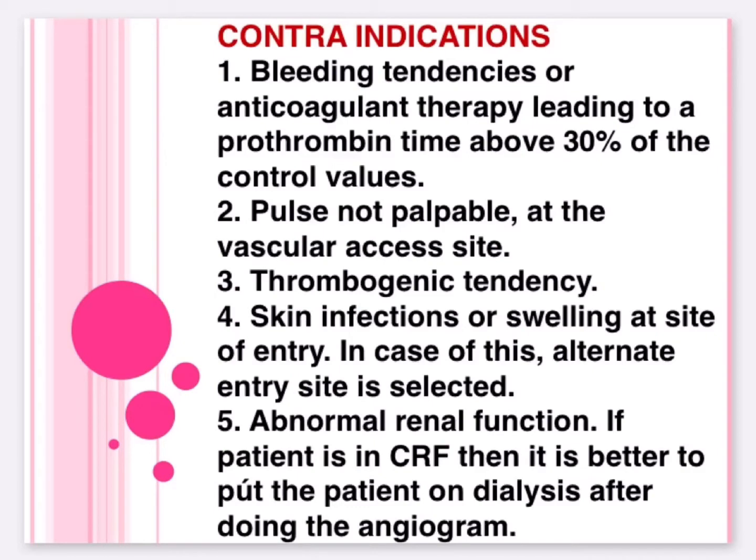Contraindications. 1. Bleeding tendencies or anticoagulant therapy leading to a prothrombin time above 30% of the control values. 2. Pulse not palpable at the vascular access site. 3. Thrombogenic tendency. 4. Skin infections or swelling at site of entry. In case of this, an alternate entry site is selected. 5. Abnormal renal function. If the patient is in CRF, then it is better to put the patient on dialysis after doing the angiogram.